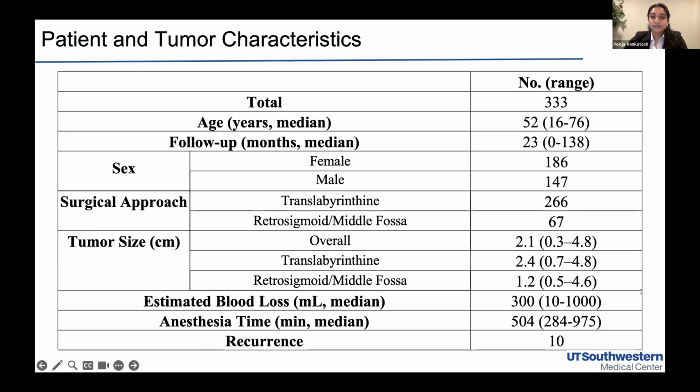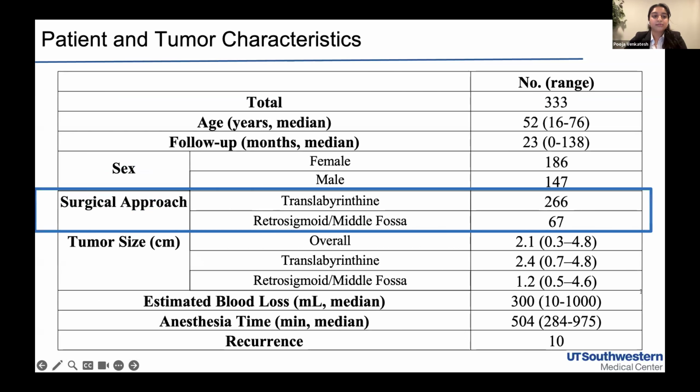So a little bit about the patient and tumor characteristics. I mainly wanted to highlight here that the majority of patients at our institution underwent a translabyrinthine approach. That was 266 patients, while only 67 had resection with hearing preservation approaches.